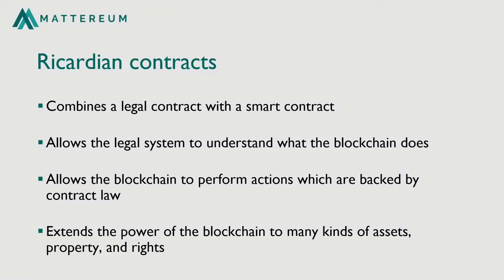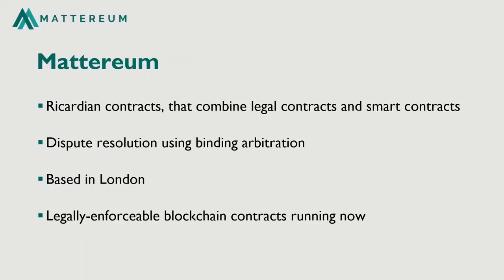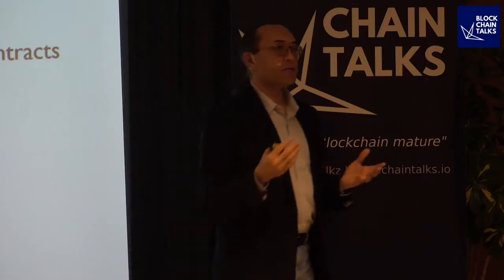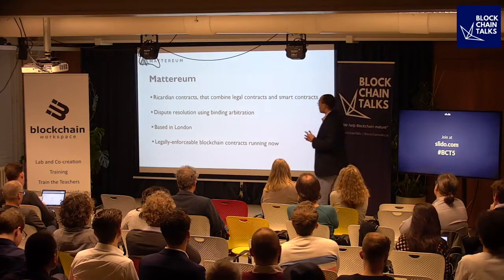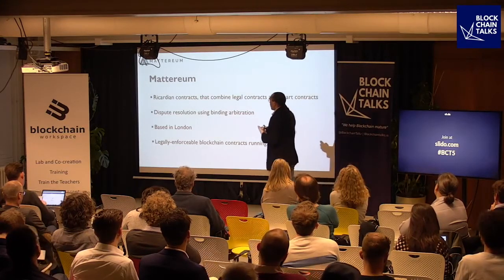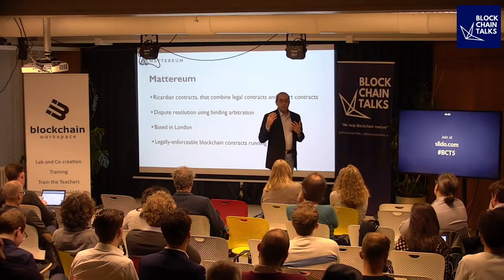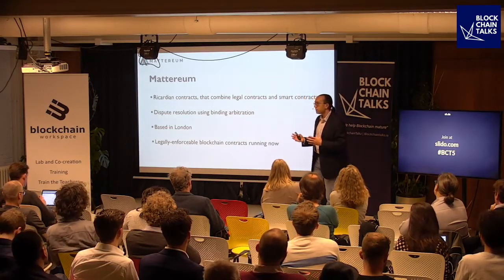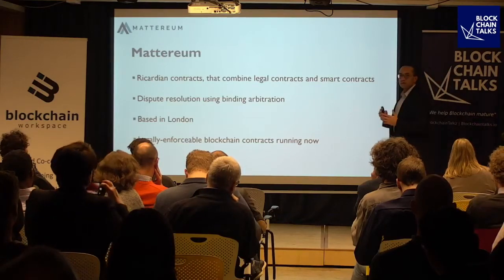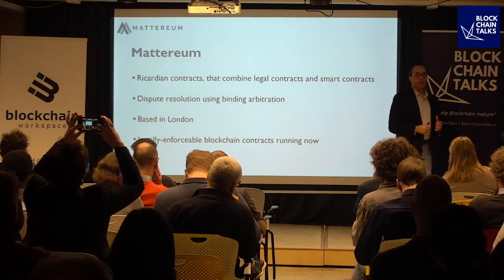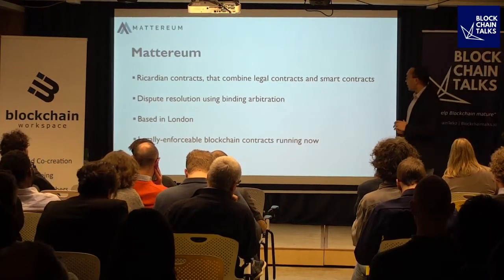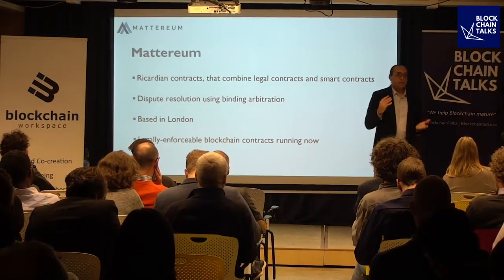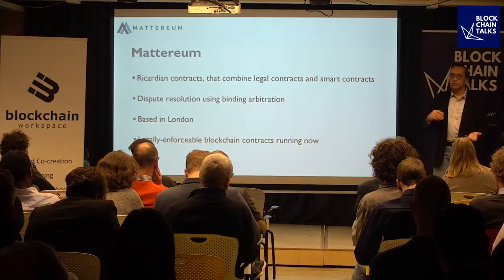And finally, I'm getting to what we do at Mattereum, because this is what we do. We create Ricardian contracts that combine legal contracts and smart contracts. So we exist at the interface of law and technology. We write these contracts using binding arbitration and other dispute resolution mechanisms, and we're in the process of training arbitrators in all of the major centers of arbitration around the world, so that you have people who actually understand this stuff and can make these rulings. We're based in London, which traditionally has been a world center for arbitration because of the maritime history.